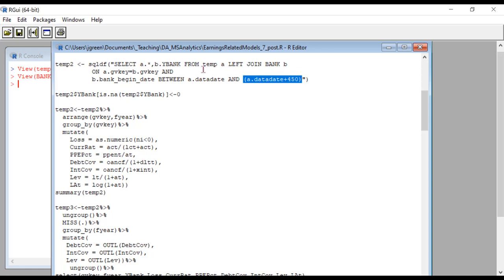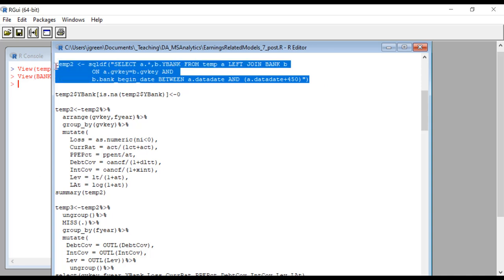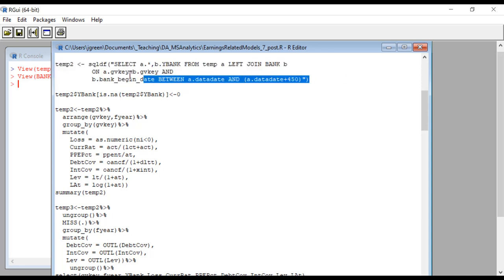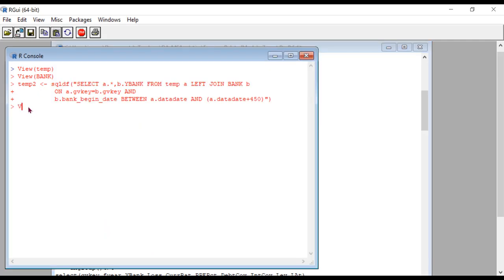So then what that'll do is it'll push on any of this YBank variable. So yes, they had a bankruptcy, as long as it's for the same company and it happened in the year or so after that fiscal year end. So in other words, we can use the X variables we have to try and predict the subsequent bankruptcy. So when we go ahead and run this, we've created a new data frame, and we can look at that data frame as well.